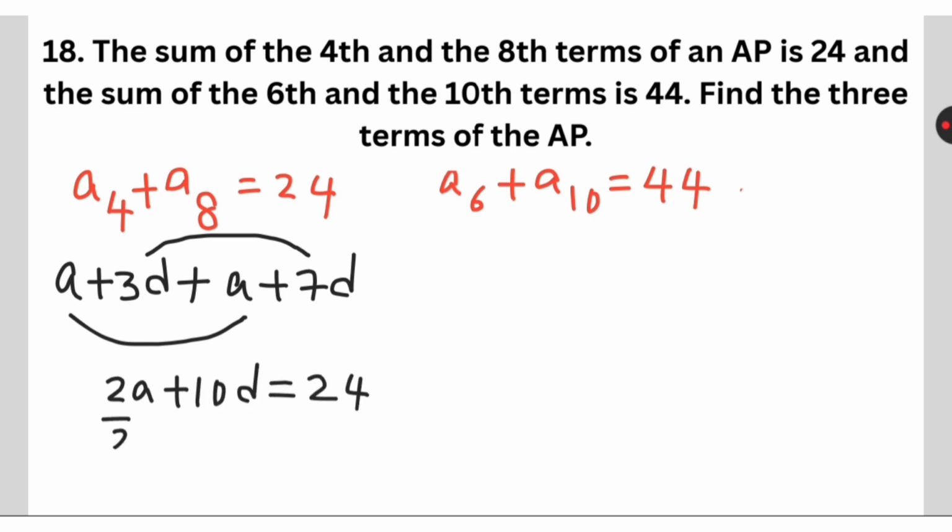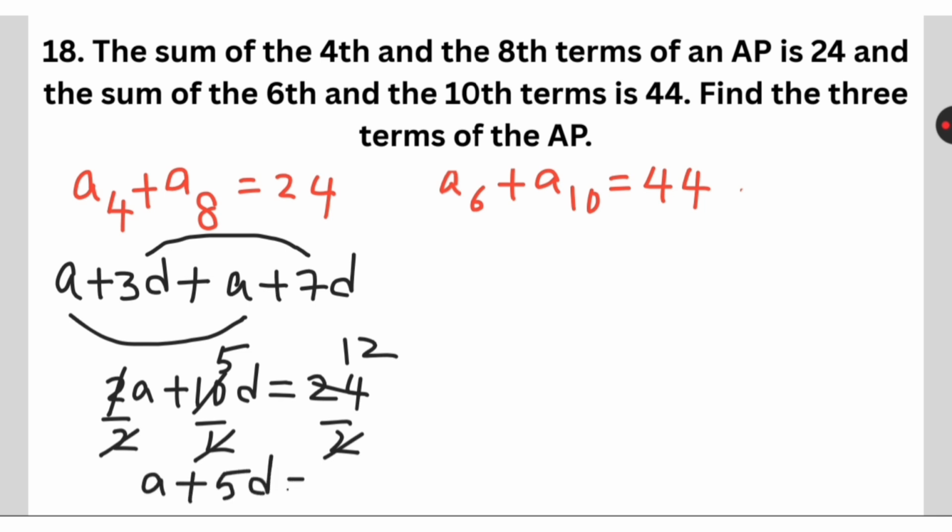Both sides divide by 2. Then here 2 gets cancelled, and here 2 5s are 10, and here 2 12s are 24. So finally what we get? A plus 5D is equal to 12. So consider this as equation 1.